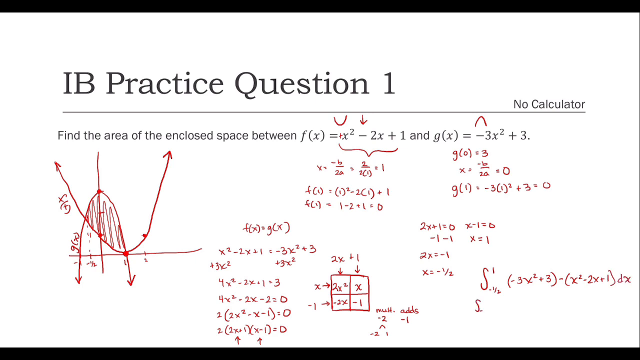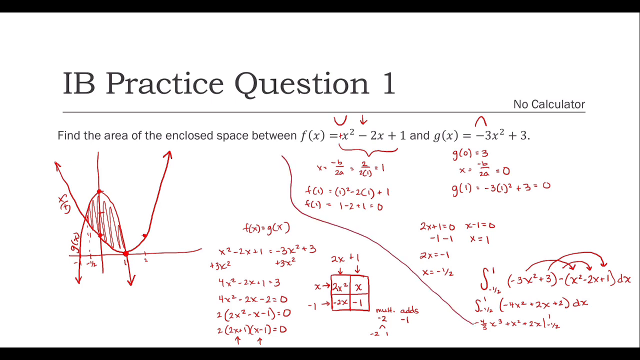So this would be our integral from negative 1/2 to 1 of negative 3x squared minus x squared, so negative 4x squared. Then we have negative 2x, so plus 2x, and then 3 minus 1, so plus 2, dx. So the integral of that would be negative 4/3 x cubed plus x squared plus 2x evaluated from negative 1/2 to 1. So we'll start by plugging in 1.